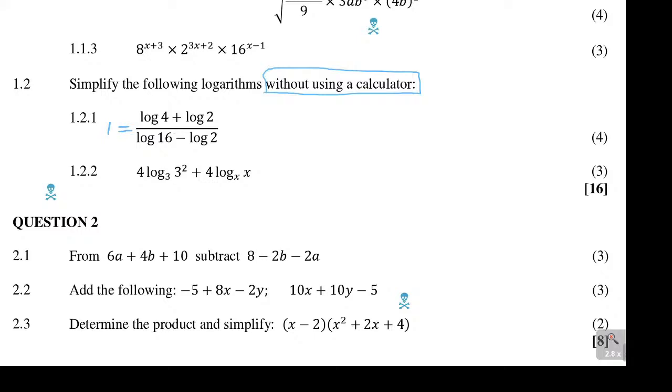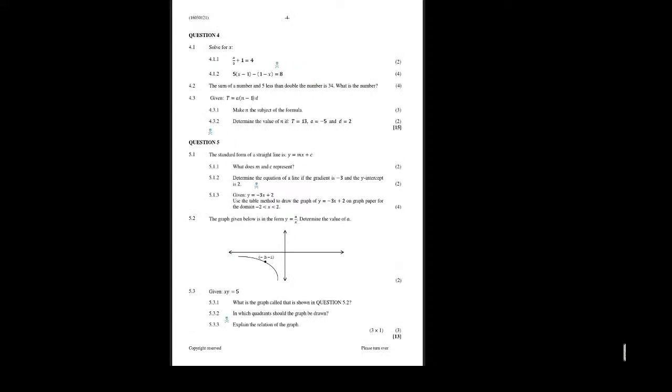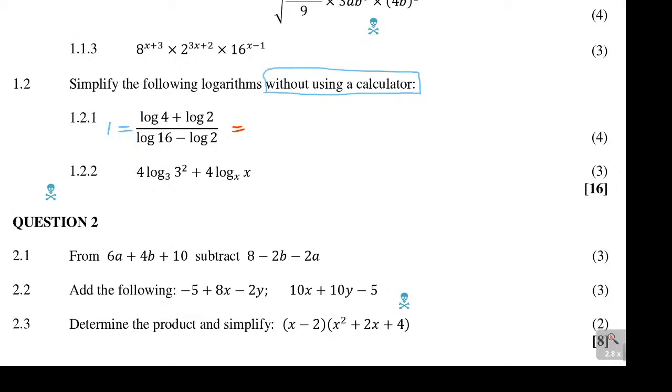So let's solve it. Log 4 plus log 2 over log 16 minus log 4. Logarithm says if there is addition, you multiply. Let's check our formulas just out of interest. Unfortunately, you don't have the laws of logarithms here. So if there is addition on the logs, you multiply. This is the same as saying log 4 times 2. This is the first law of logarithms. And when there is subtraction, you divide. So it will be log 16 over 2. That is the law of logarithms. Now log 4 times 2 is log 8 on top, over log 16 divided by 2, which is also log 8.